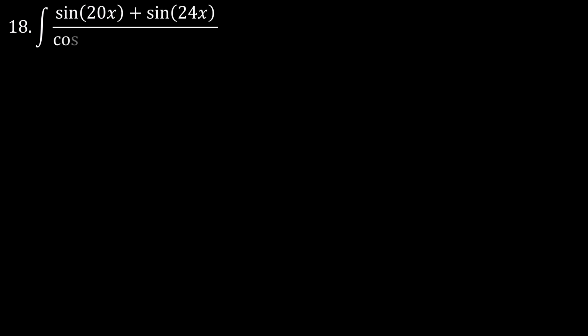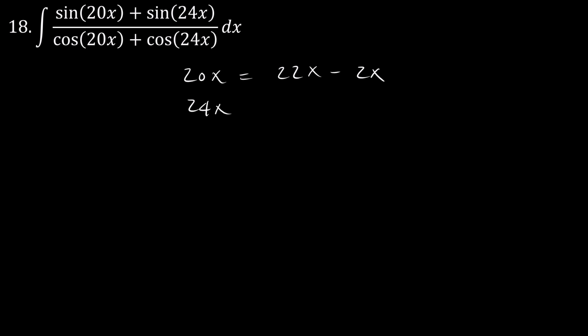Problem number 18, which is the indefinite integral of sine of 20x plus sine of 24x over cosine of 20x plus cosine of 24x. Okay, I think what we can do is we see 20x is the same as 22x minus 2x, and 24x is the same as 22x plus 2x. So we see a pattern here.